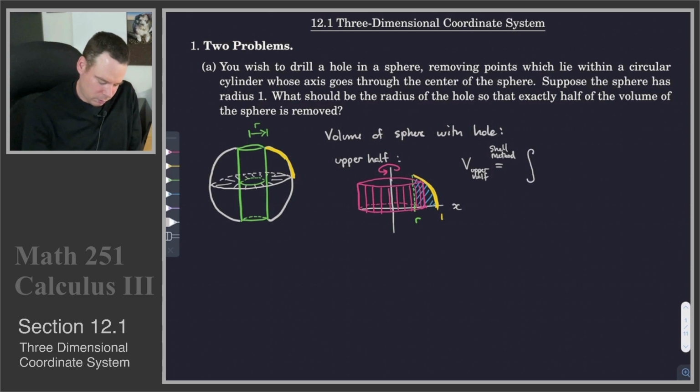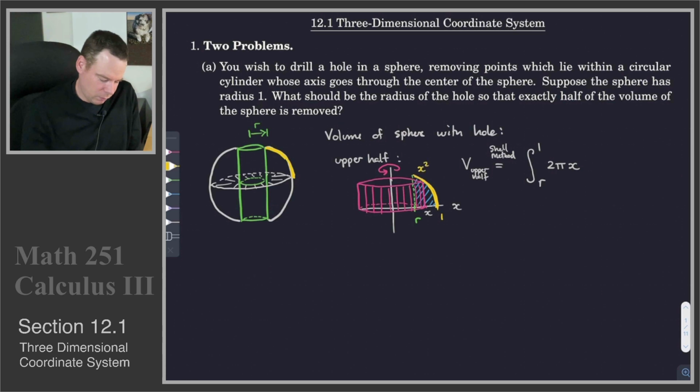It's the integral from r to 1 of 2 pi times the radius of one of these shells. So the radius is given by this arbitrary x value. And then we've got the height of that particular part of the shell at the x value of x. Well, what is its height?